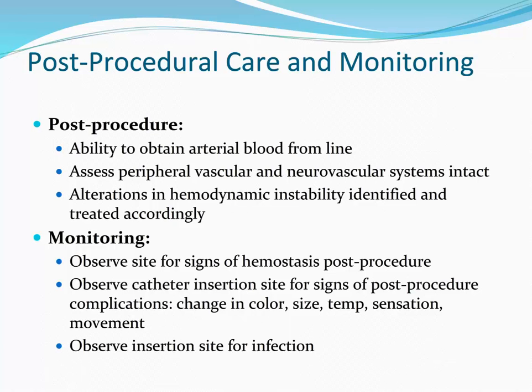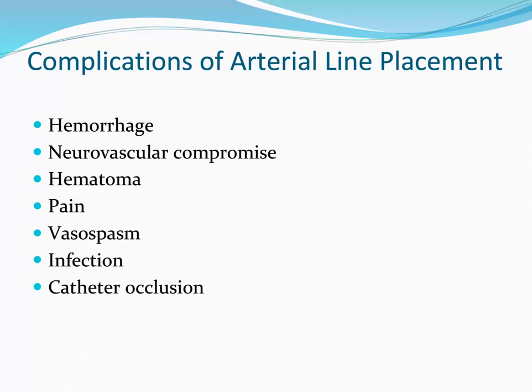Observe insertion site for post-procedure complications as just suggested. Check for change in color, size, temperature, sensation, and movement. Observe for signs and symptoms of infection. Complications that result from arterial line placement include hemorrhage, neurovascular compromise, hematoma, pain, vasospasm, infection, and catheter occlusion. When you sit back and look at this list, you can see that when following the appropriate pre, intra, and post-procedure care recommendations, you can play an important role in prevention.